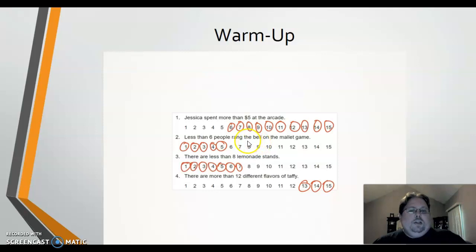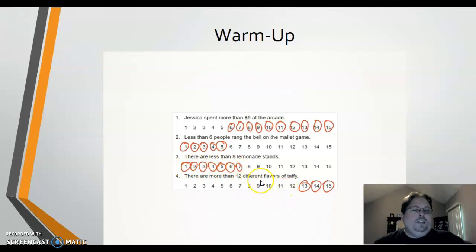For number 2, it says less than 6 people rang the bell on the mallet game. If it's less than 6, it means it's going to be fewer than 6 people. It was not 6 and it was not more than 6. So that's why I've circled 1 through 5 here. For number 3, there are less than 8 lemonade stands. Again, that word less than, so we know we're going to have fewer than 8. So it's going to be a smaller number than 8. So that's why 1 through 7 are circled.